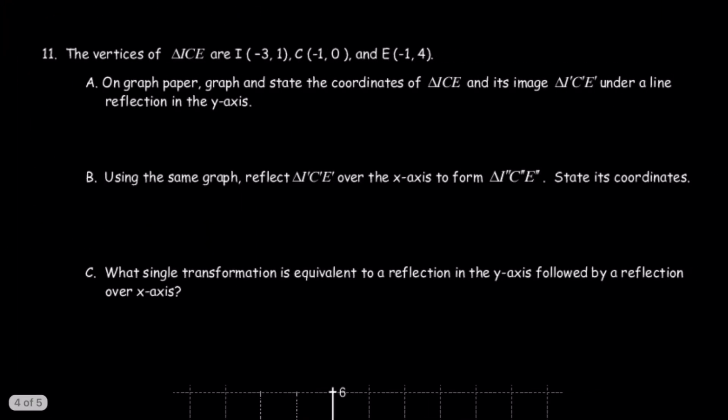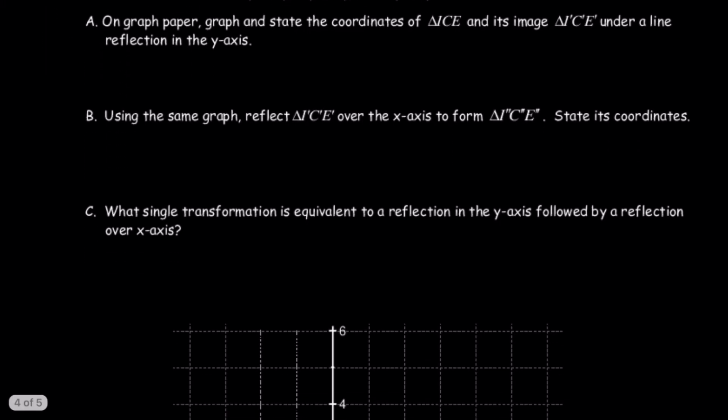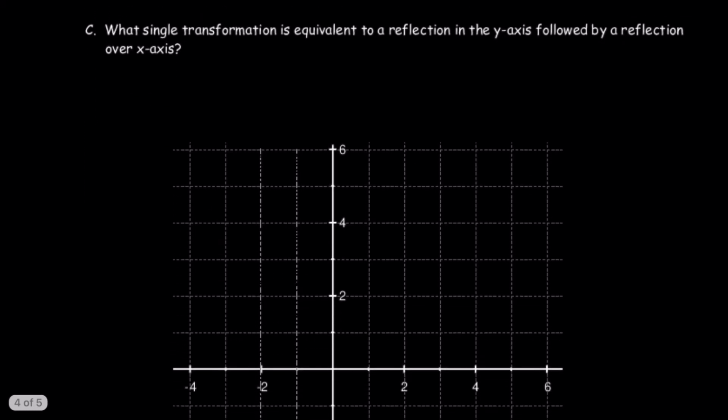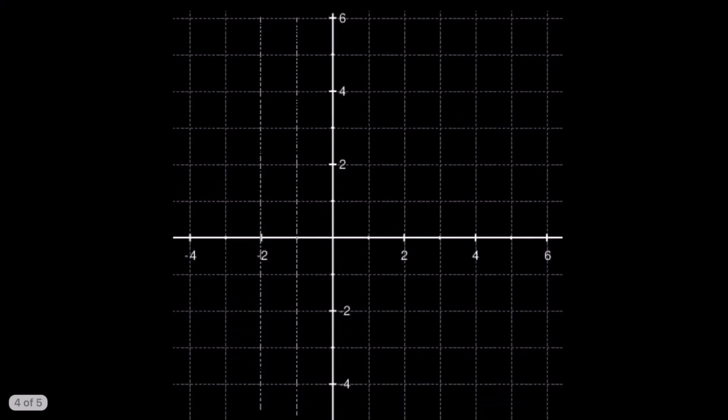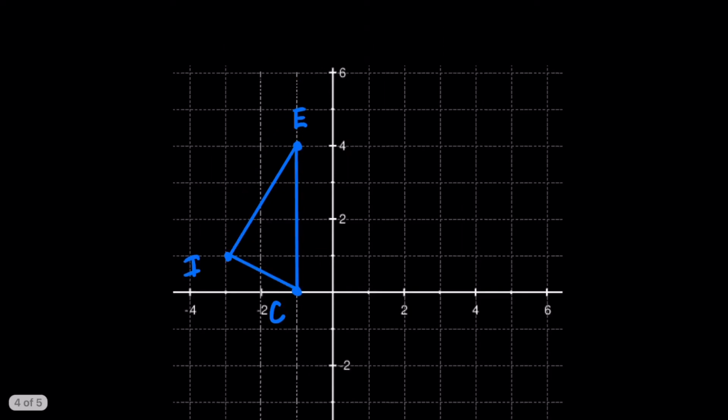All right, moving on here. It says the vertices of triangle ICE. I is (-3, 1), C is (-1, 0), and E is (-1, 4). So the first thing I want to do is graph and state the coordinates of triangle ICE. So let's do that first part. I is (-3, 1). It's right here. C is (-1, 0), right there. And E is (-1, 4). Okay, and sketch in that triangle. So there's my original.